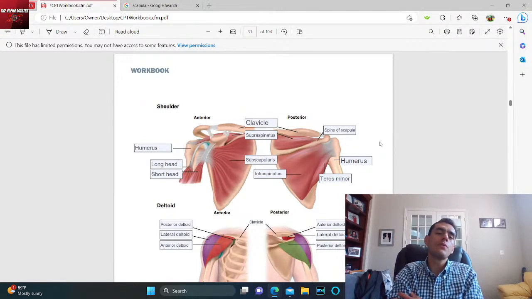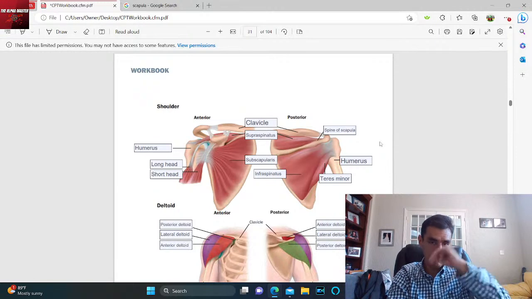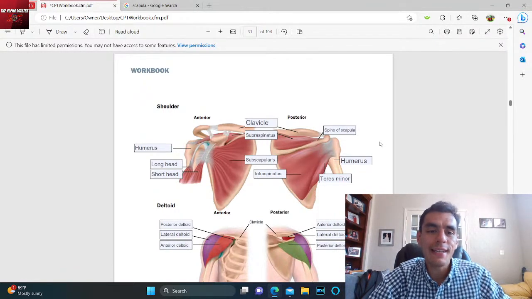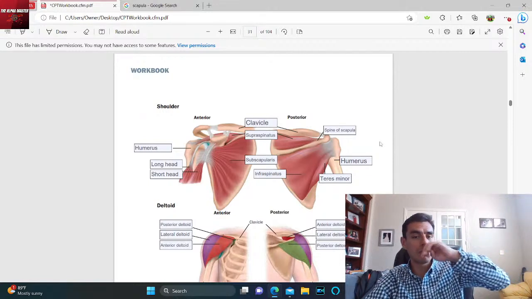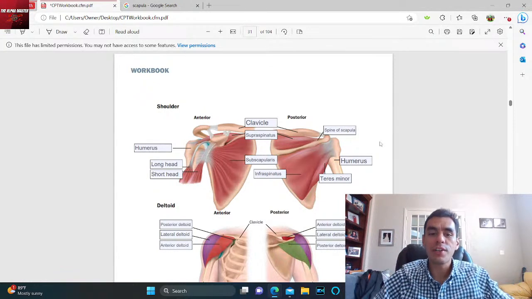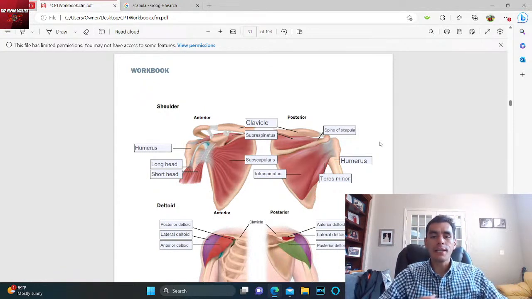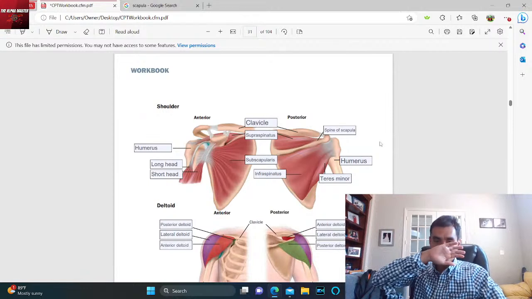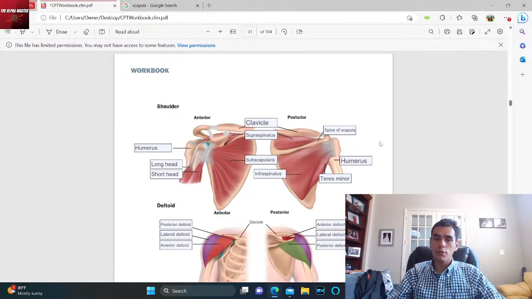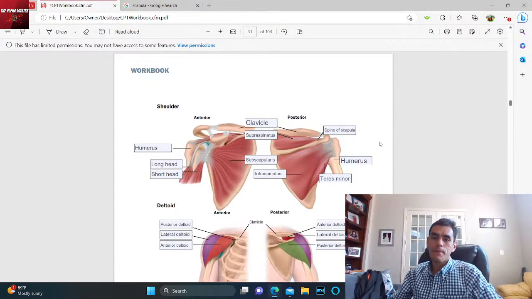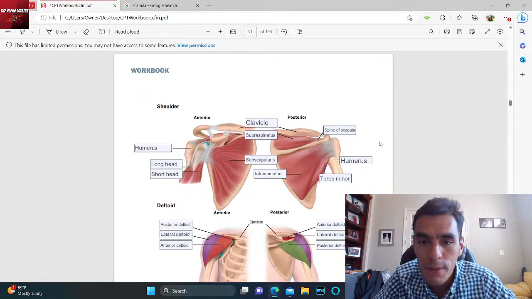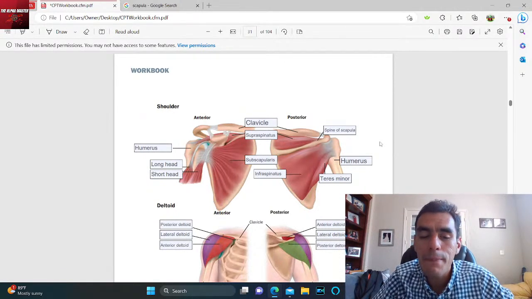In the anterior, you have the humerus, the long and short head of the biceps. In the shoulder, you have the clavicle. In the clavicle, you have the supraspinatus on the top, and the subscapularis, which is the muscle that is on the scapula. The subscapularis is on the scapula, and then on the posterior side, you have the supraspinatus on the top as well.